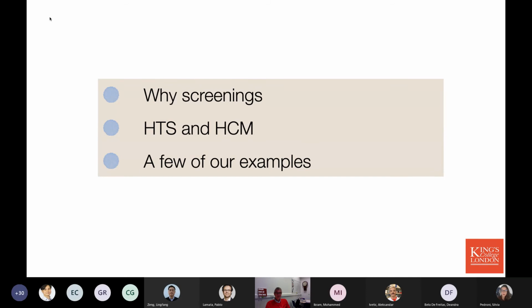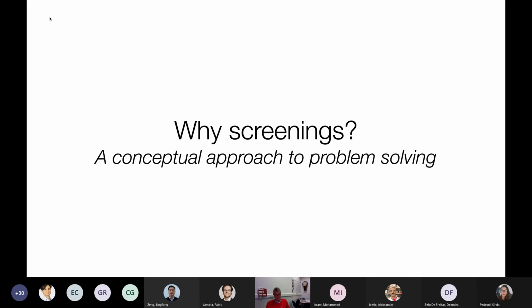So basically, I will speak briefly about why screenings are interesting, then what we can do here and what are the principles of high-throughput screenings and high-content microscopy. And then I will give some examples, as examples of approach more than showing scientific results at the end.